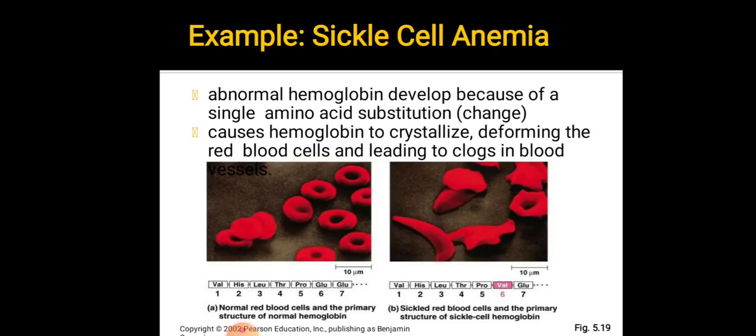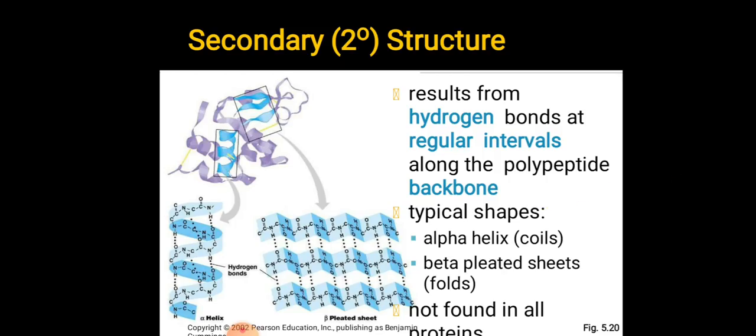Example: sickle cell anemia. Abnormal hemoglobin develops because of a single amino acid substitution, which causes hemoglobin to crystallize, deforming red blood cells and leading to clots in the blood. Only a single amino acid position change causes sickle cell anemia, where the shape of the hemoglobin molecule is lost and it becomes sickle in shape, causing a diseased condition.